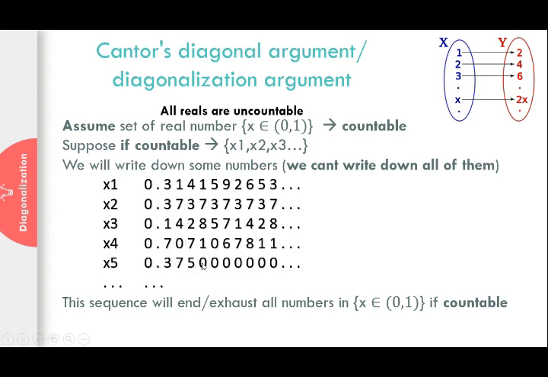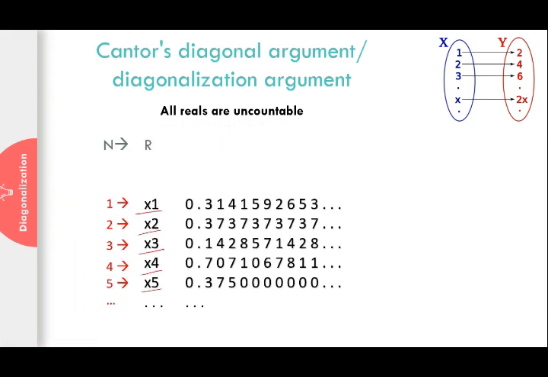Now if this is countable according to the assumption, this list is going to exhaust, or end at some particular number, and it will include all the possible numbers. There exists a one-to-one correspondence from natural numbers to real numbers. The meaning of this is that I can easily map what the first number in my set is, what the second number is, what the third number, fourth number are, and so on.